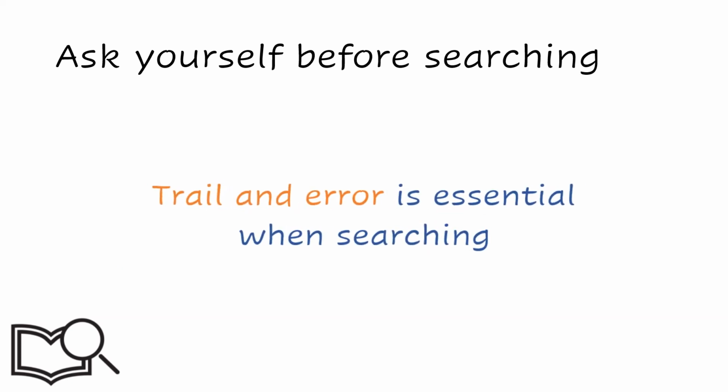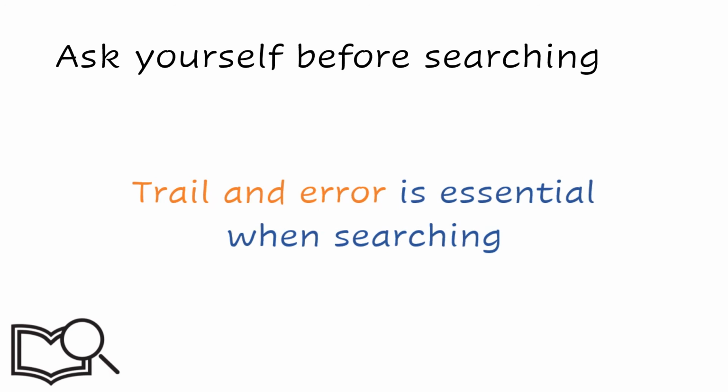Trial and error is essential when you're searching. This means doing quick searches perhaps across different sources, seeing what sort of results you get, and then starting with the one that gives you the best information. Doing a little bit of reading of one or two articles that are good will also help you when you're searching.